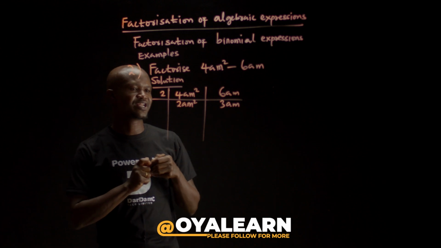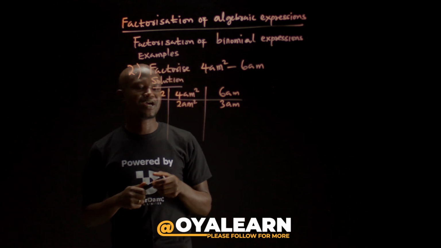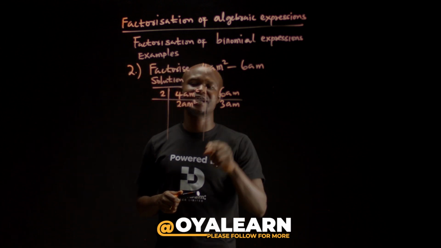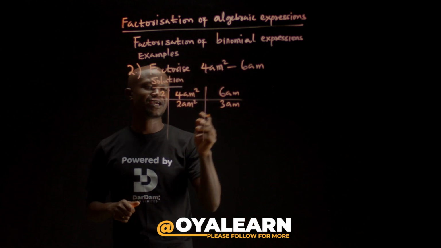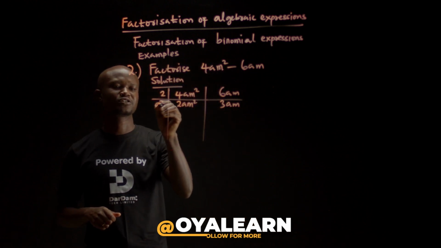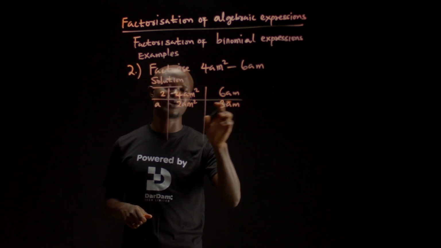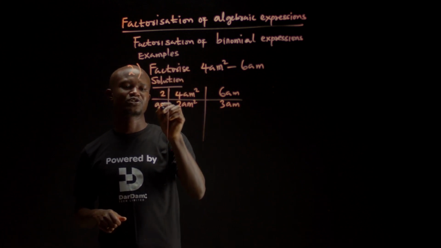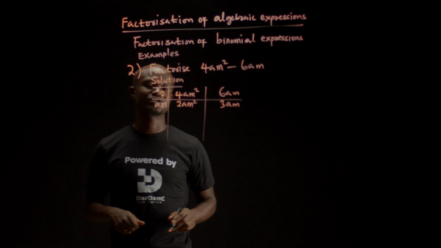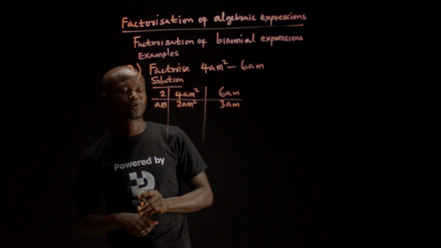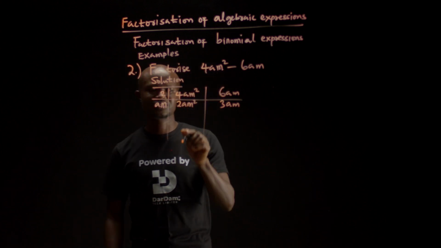Now, considering the letters, here we have am squared and we have am. So definitely a is common to both. And also we can see m here, we can also see m here. So m is also common to both. Now let's use this to divide to have the other result.